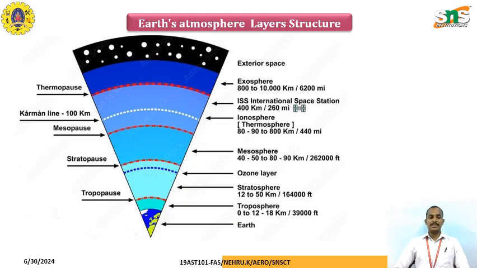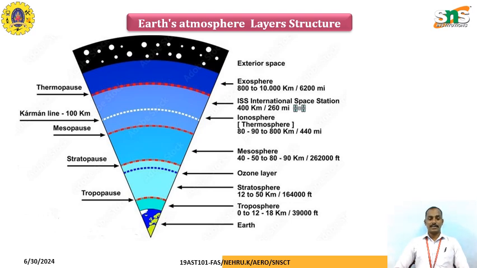Here we are seeing the Earth's atmosphere structure from the Earth. From 0 to 12 kilometers, up to 18 kilometers, that is about 39,000 feet, we call it the troposphere. From the troposphere, 12 kilometers to 50 kilometers from the Earth, we call it the stratosphere. At the end of the stratosphere we have the ozone layer, which protects us from the different radiation from the sun.